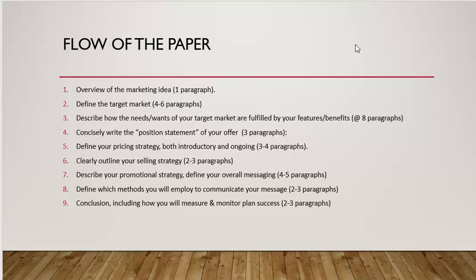The third thing you want to do is describe how the needs and wants of your target market are fulfilled by your features and benefits. That should sound pretty familiar because that's exactly what we did in milestone 2. Concisely write the position statement of your offer. That was also done in milestone 2. If you need to bone that up or make it a little bit better, definitely do that. As you recall, it answers those 3 questions. Make sure you're doing that very clearly.